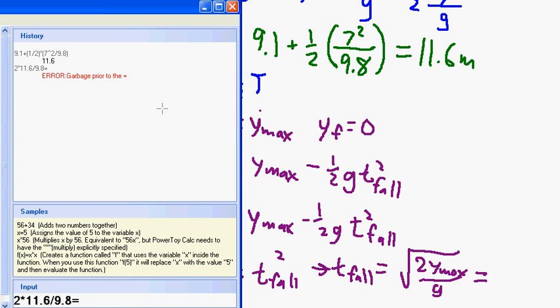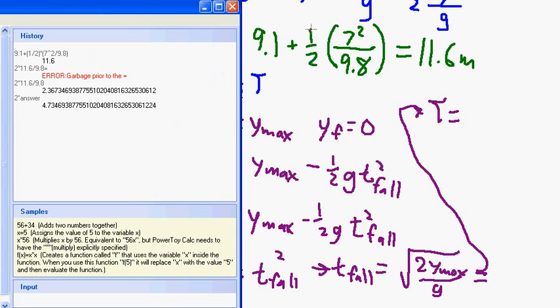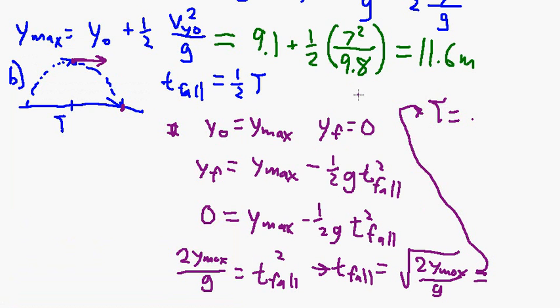So let's hit enter there. That's our time it takes to fall. 2 times answer is that. So basically what this gives us here is that capital T equals, and what did we get? I forgot. Capital T is 4.73 seconds. And then, what's the total distance it travels?